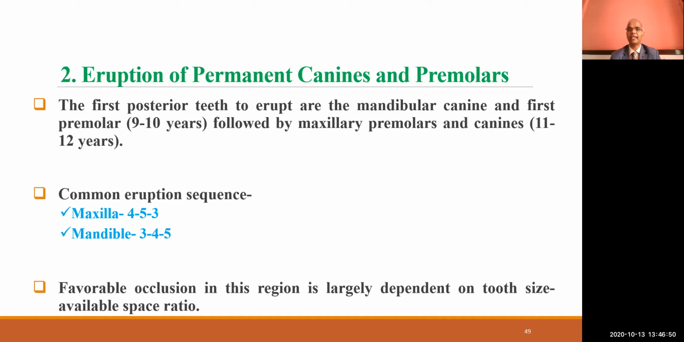Second, eruption of permanent canines and premolars. The first posterior teeth to erupt are the mandibular canine and first premolar, at 9 to 10 years, followed by maxillary premolars and canine, at 11 to 12 years. The common sequence of eruption in the maxilla is first premolar, second premolar, and then canine, and in the mandible, canine, first premolar, second premolar. So favorable occlusion in this region is largely dependent on the tooth size, available space ratio.